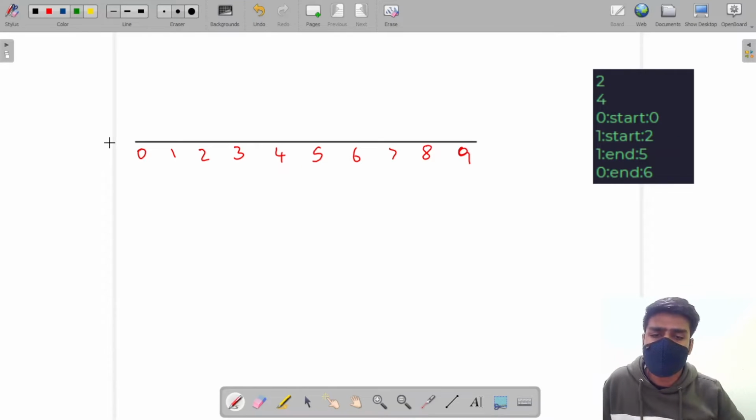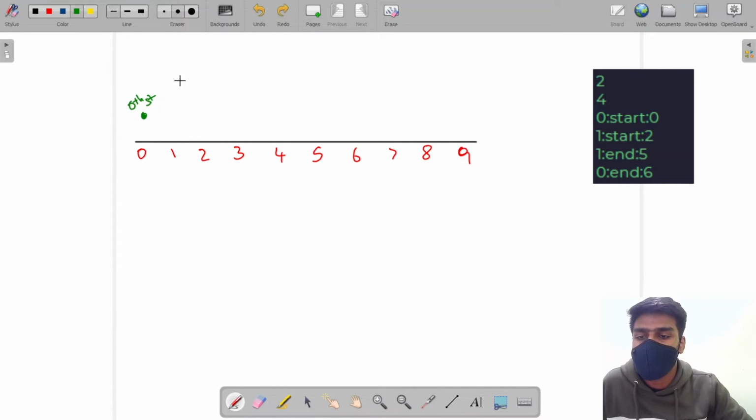So let's start 0 from here. We are not taking this example, so do not look at this example now. Now what we are doing, we are starting 0 and starting 1 from here and ending it at 3 first, and I hope you understood it. So we are ending it here.